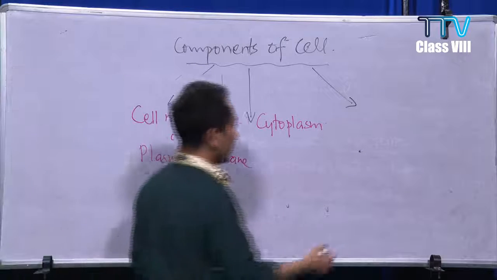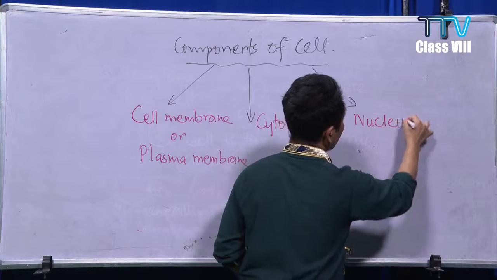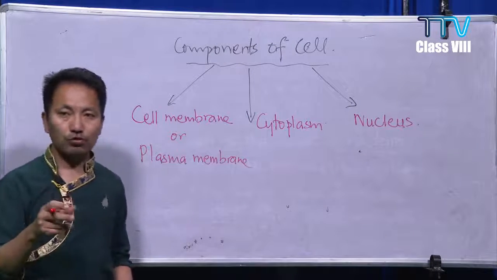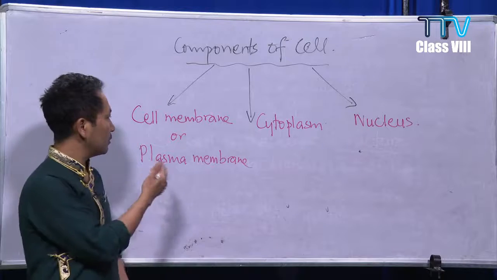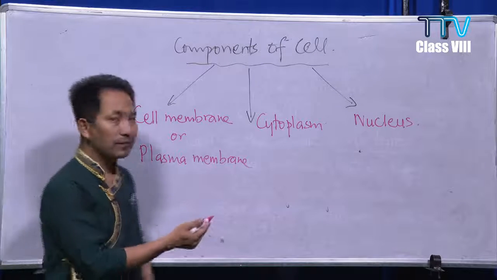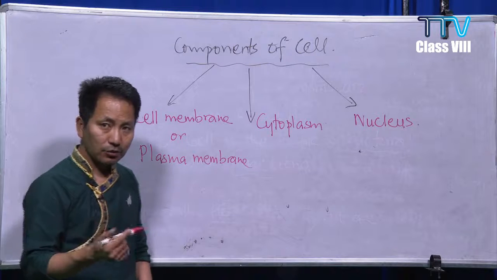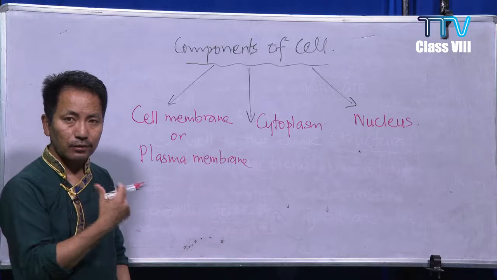And then finally we have got the nucleus. So these are the three key components of a cell. Let's read it again. The first one is the cell membrane. The next one we have got cytoplasm. And then finally we have got the nucleus. So these three together make up the key components of the cell.